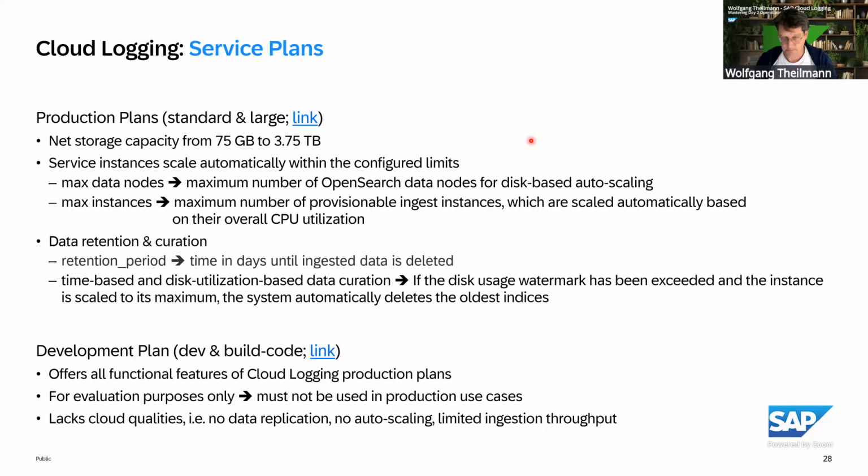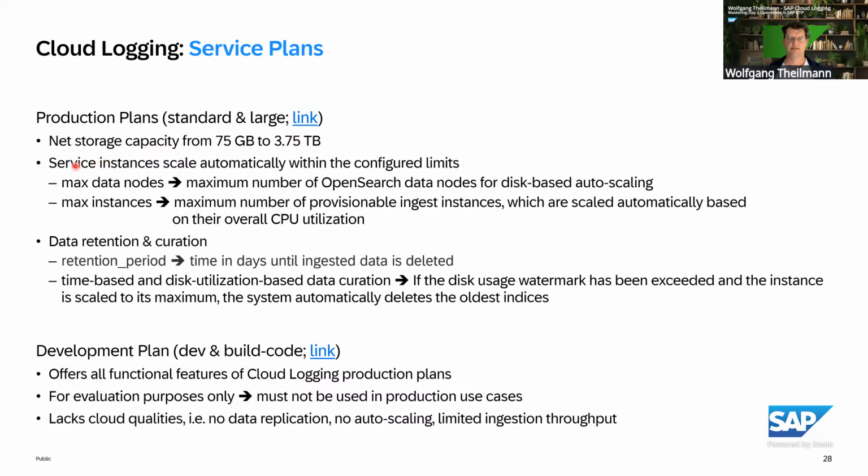Service plans. Okay, also that's quite different and in some degree way more powerful. So the production plans we offer in cloud logging are way more powerful in terms of capacity. So we have two plans, standard and large, and they give you net storage capacity between 75 gigabytes up to 3.7 terabytes.